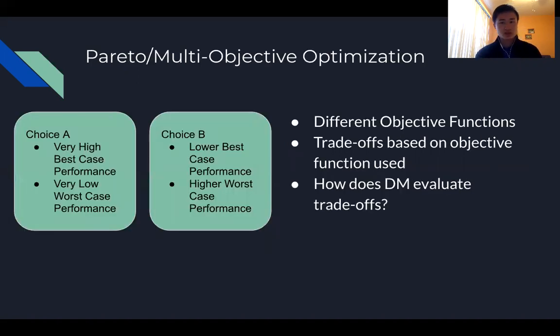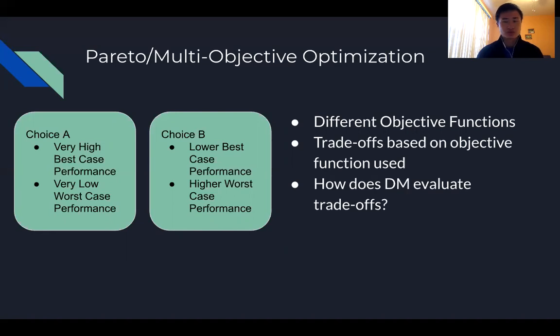So as I was doing this project, I realized that different objective functions yielded different decision policies with different performance measurements. For example, we could have one decision policy that has very high best case performance, but very low worst case performance. And so this would be a more ambitious and a riskier decision in a sense. We could have an alternative policy that has lower best case performance, but higher worst case performance, which would constitute a more risk averse and a more robust decision.